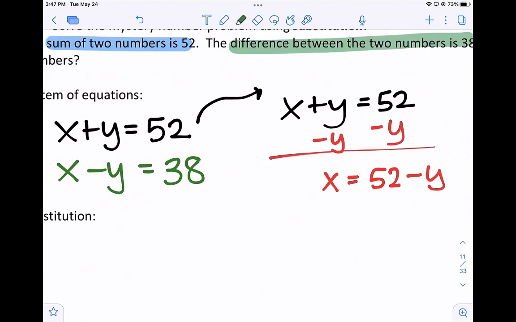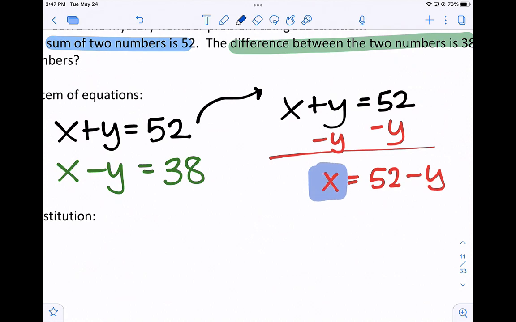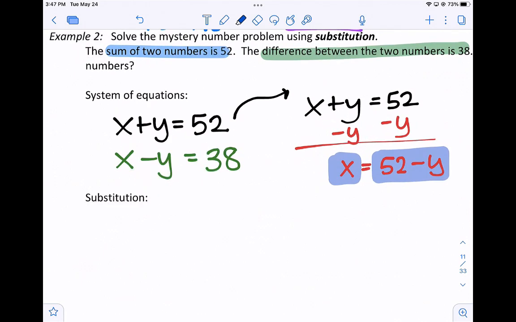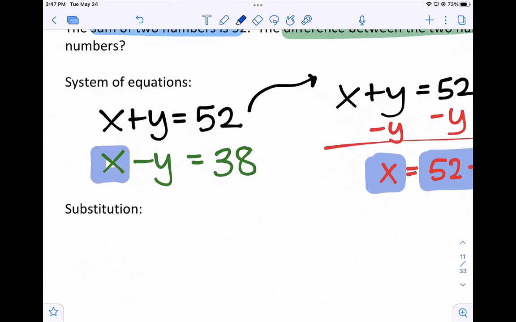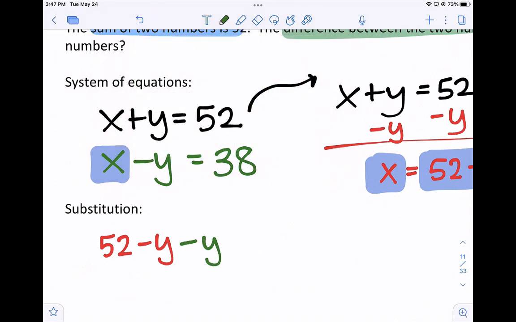So now we're going to substitute. Let's choose a different color. Everywhere we see an x in the second equation, we're going to plug in 52 minus y. And so the equation we haven't used is the green one. We're going to plug in right here. So the substitution looks like this. We have 52 minus y minus another y equals 38.